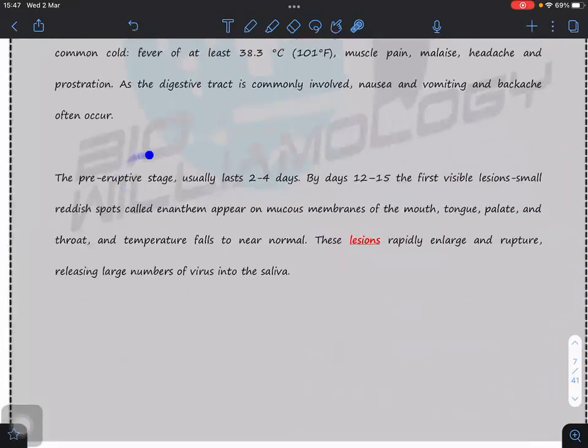Then you had this pre-eruptive stage, which will last about 2 to 4 days. By 12 to 15 days, you can see the lesions now. This lesion rapidly enlarges and ruptures, releasing a large number of viruses into the saliva. This is where they start to spread, because the rupture in the saliva also means it becomes airborne from your mouth. You cough out, you sneeze out, and the virus starts to spread. Are you clear? Okay.